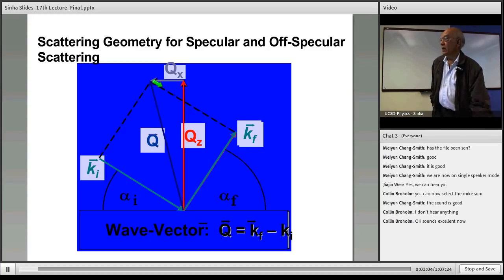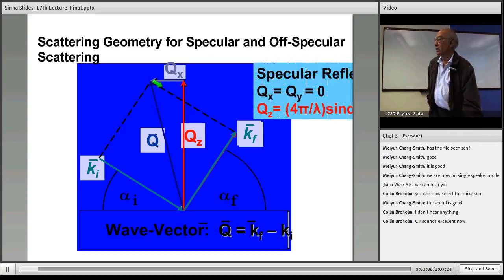Okay, so the next thing I wanted to say, having got the geometry, as I said, this is the condition for specular reflectivity. Qx and Qy are 0, and as you know, Qz, which is the length of the triangle, if Ki is equal to Kf and alpha I equals alpha F, turns out to be 4 pi over lambda times sine alpha I.